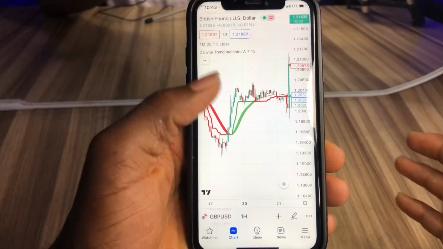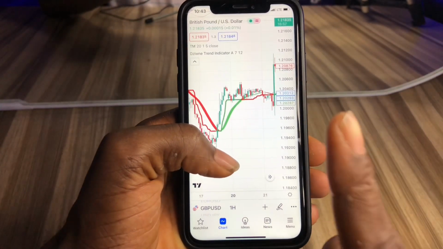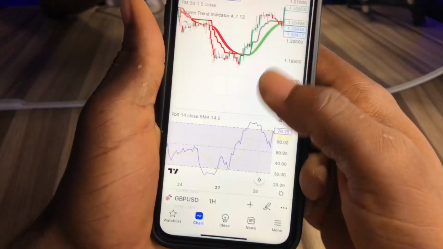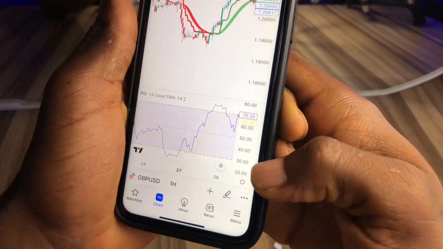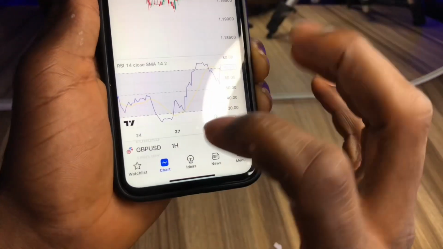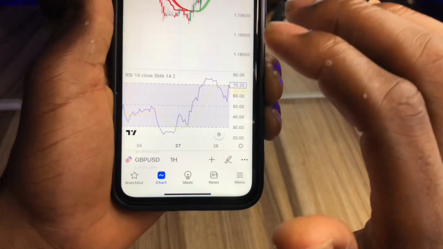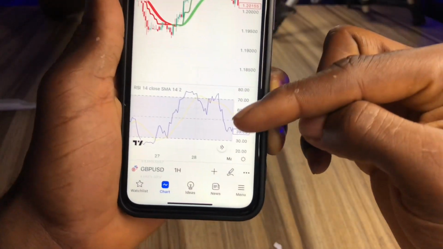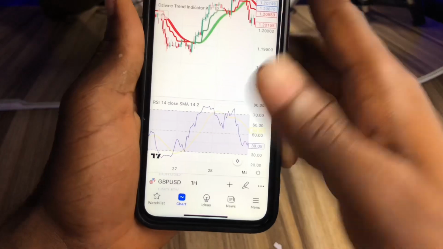Now to make this whole strategy stronger, we're going to add in one more thing. The one more thing I was talking about is the relative strength index. Now this point right here is called the oversold zone, and this point right here is the overbought zone. Whenever price is at the oversold zone, the market is about to go up, and whenever price is at the overbought zone, it means that price is about to come down. So it basically represents all of that.